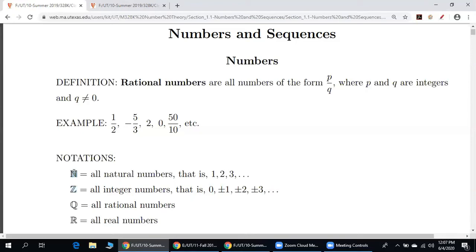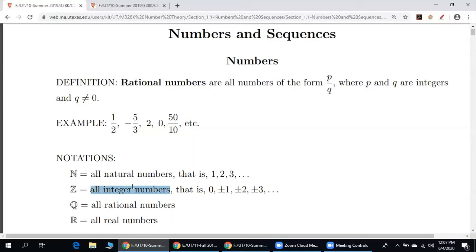Next question is, so looking at these 4 examples, it's absolutely obvious that there are integers that are not natural numbers. For example, 0. 0 is an integer, but it is not a natural number. It is absolutely obvious that there are rational numbers that are not integers. For example, 1/2. 1/2 is a rational number, but it is not an integer.